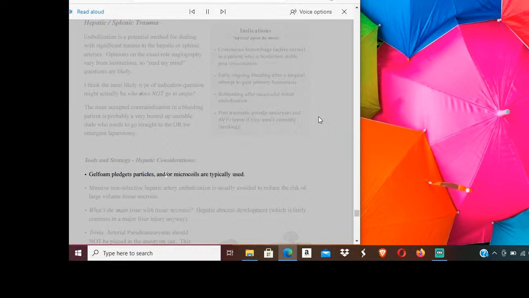Gelfoam pledgets, particles, and/or microcoils are typically used. Massive non-selective hepatic artery embolization is usually avoided to reduce the risk of large volume tissue necrosis. What's the main issue with tissue necrosis? Hepatic abscess development, which is fairly common in a major liver injury anyway.